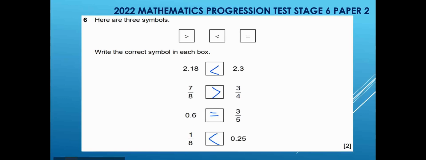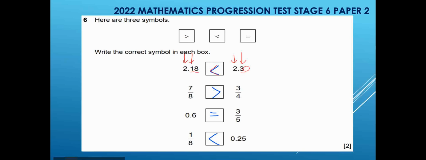The answer is that 2.18 is smaller than 2.3. How do we compare? So we have 2 decimal places, and this is 1, so we add 1 extra 0. Then we compare from the front. 2 is equal to 2. 1 and 3, 1 is less. So that's how we got less than.